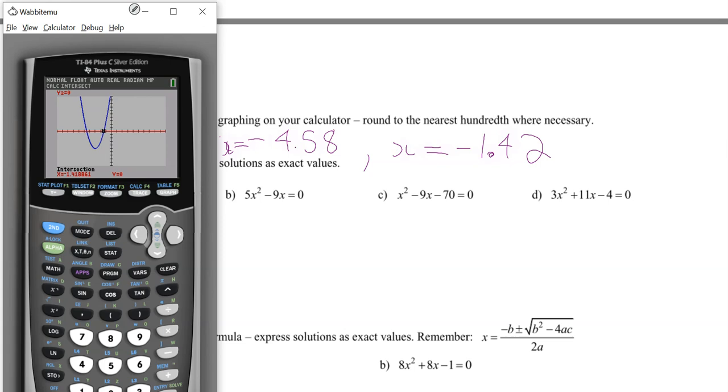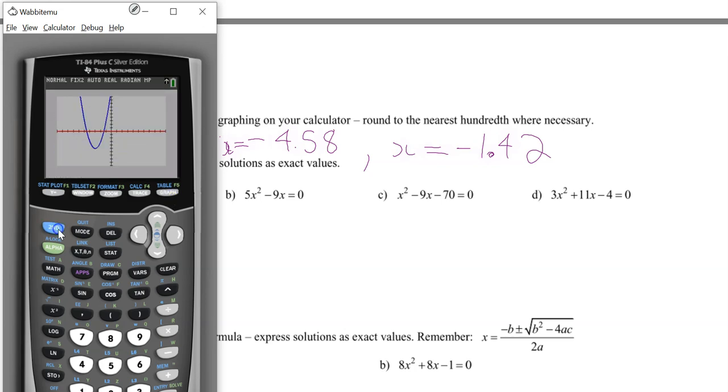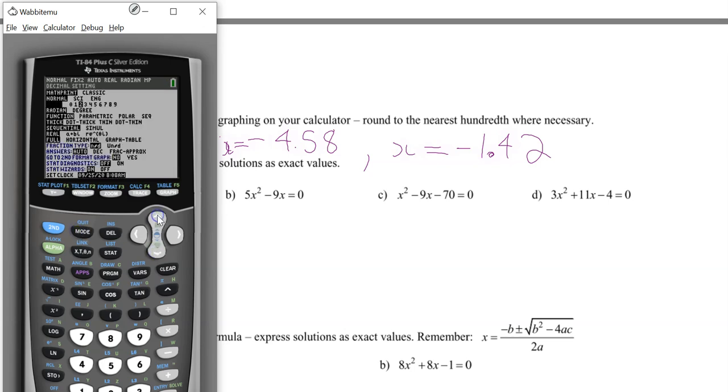One way to do that, if you go into mode, move down onto float and over to 2. So what you're saying now is round to 2 decimal places. If I then go back to the graph and do my intersect again, and it's about in the right spot, I'm just going to hit enter 3 times. It'll do the rounding for you. See that? Negative 1.42. So if you have problems with rounding, you can let your calculator do the rounding for you. Then once you've done that, just go back to mode and reset it to float. Okay, and you'll be good.